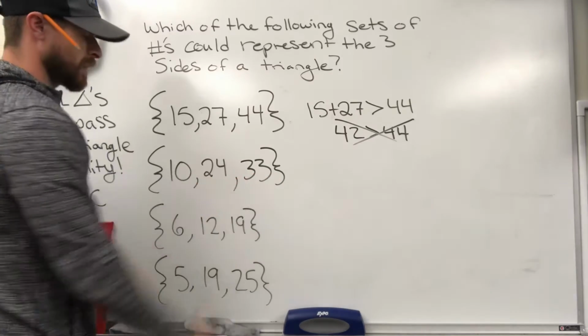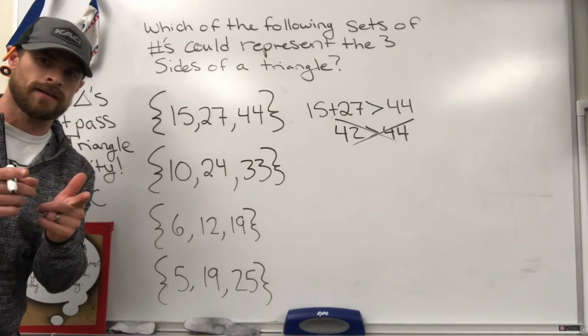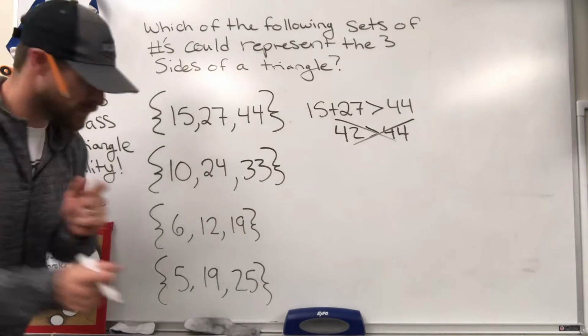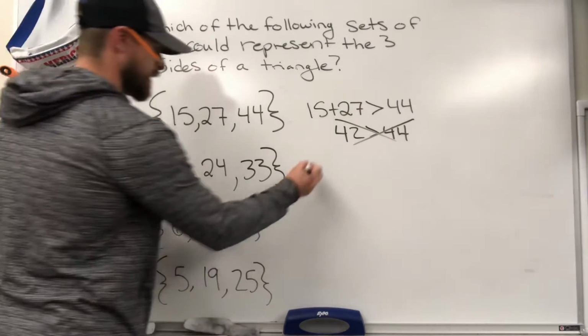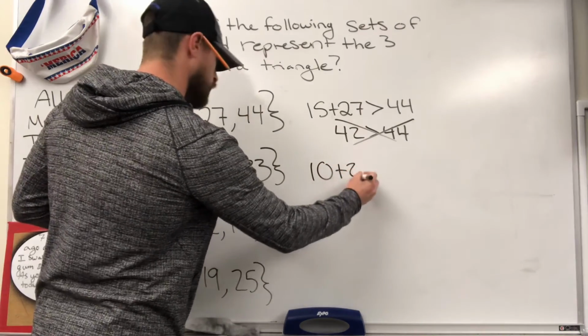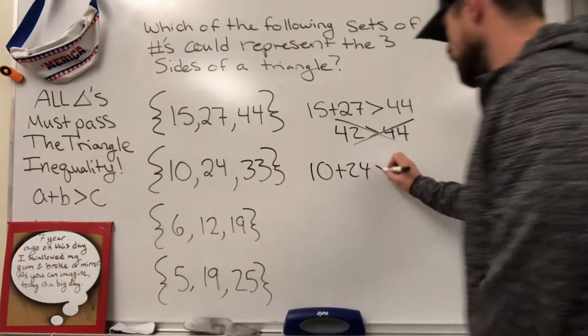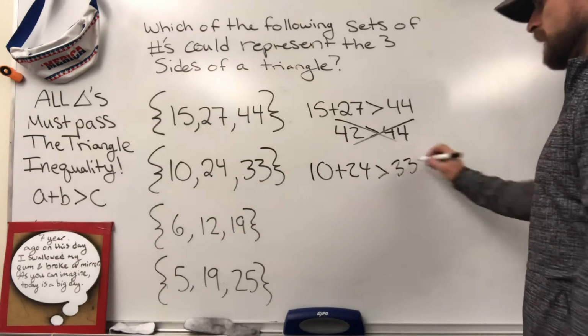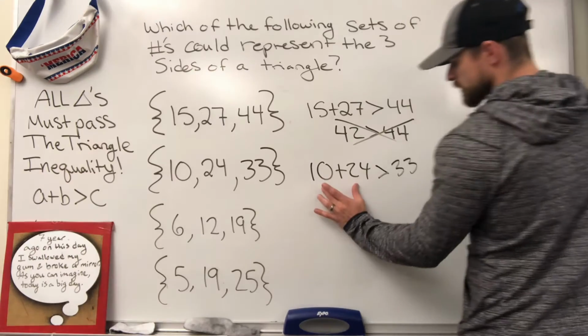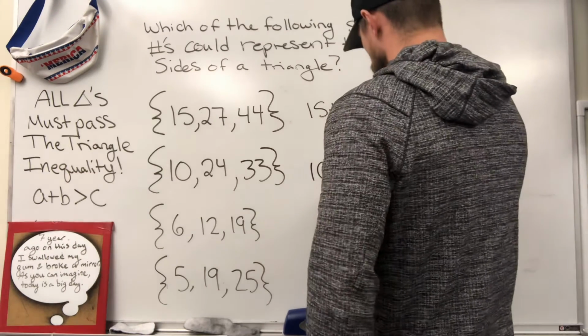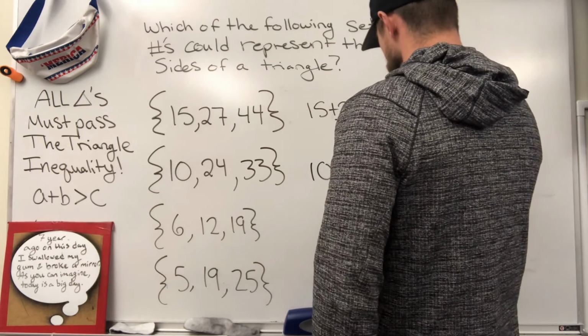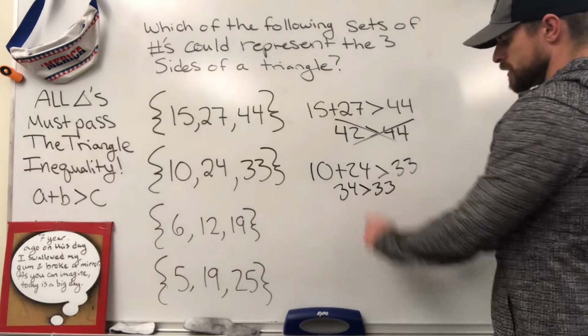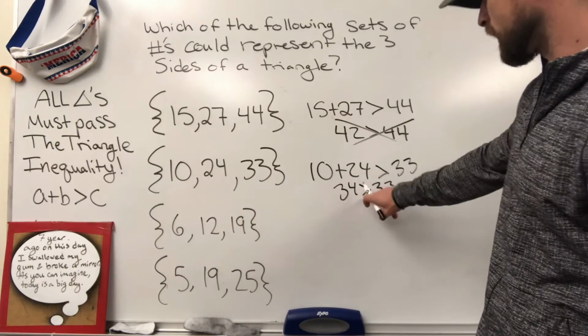10, 24, 33. Which one is the C? Oh, yeah, it's the longest one, 33. So we're going to say 10 plus 24 is greater than 33. And we're going to ask ourselves, is this true? 10 plus 24 gives me 34. Woohoo, it just barely breaches 33. So 34 is greater than 33.